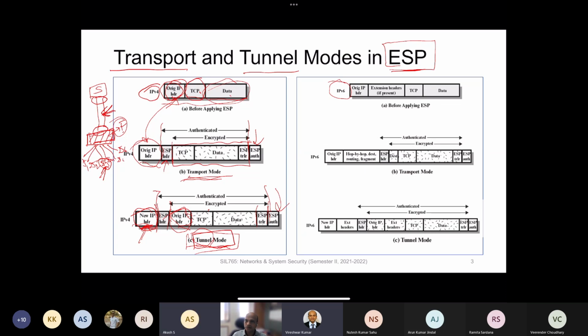Sir, is it possible that someone can tamper with the new IP header, like the outermost one? Yes, it can always happen that this IP header could be tampered with.